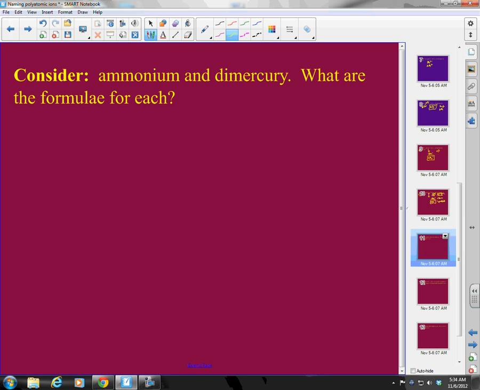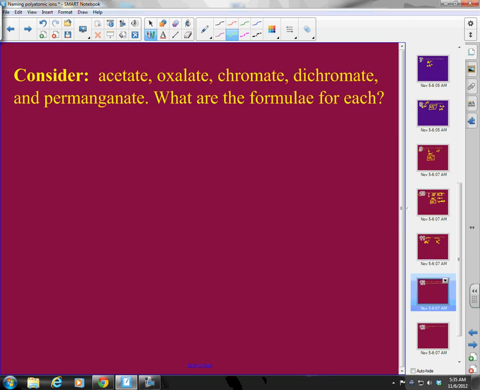Ooh, powerful. Okay, ammonium and dimercury. Well, folks, I'm kind of out of tips. The only thing to do now is memorize. I put these two together because they are cations. Ammonium is NH4 plus, and dimercury is Hg2 2 plus. Di, that makes sense, 2 mercuries, Hg, and has a charge of 2 plus. You just got to memorize that, folks.